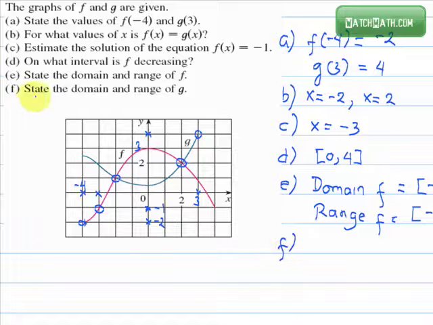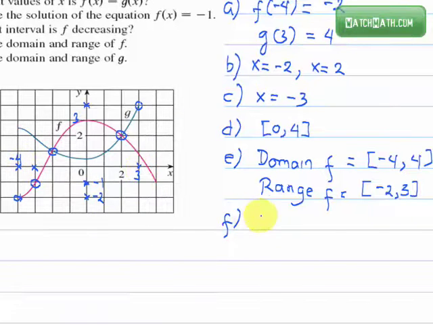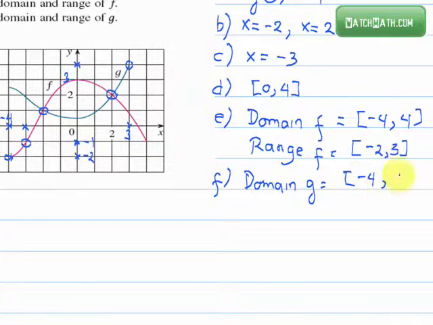Last problem. State the domain and range of g. Again, the domain of g is all possible x coordinates of all points on the graph of g. So the x coordinates of points on the graph of g are from -4 up to 3. Domain of g is -4 up to 3.